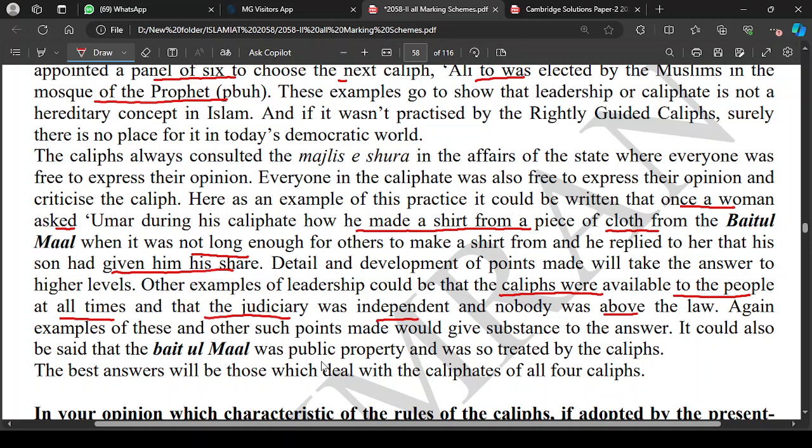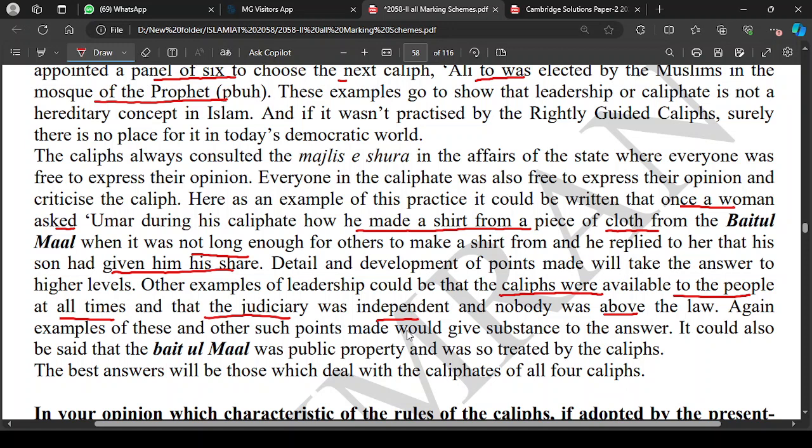Umar led a very simple life. When he had to proceed towards Jerusalem to sign a treaty with them, he took Baitul Mal as public property, and he took just one camel from it. He had a slave with him, and they were riding the camel turn by turn. So this shows his simplicity. The dress which he was wearing had so many patches on it. They were very simple. They were approachable. Even an ordinary person could approach him.